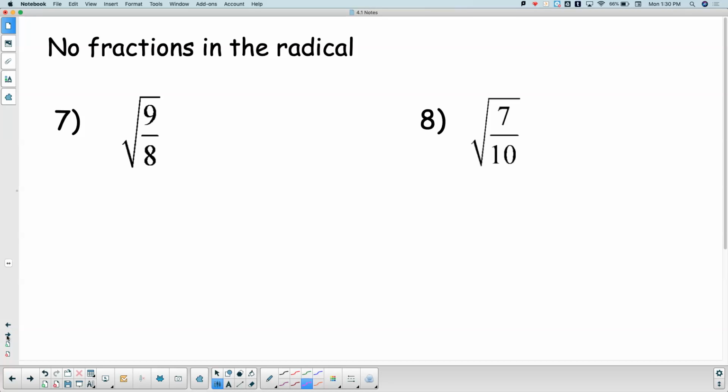No fractions in the radical. Again, we don't like fractions upstairs. So here now, when I got a fraction inside of a radical, the very first thing that I do is I break it up into a radical of the top and a radical of the bottom. And then I simplify, or I rationalize my denominator, or I do some funkiness.